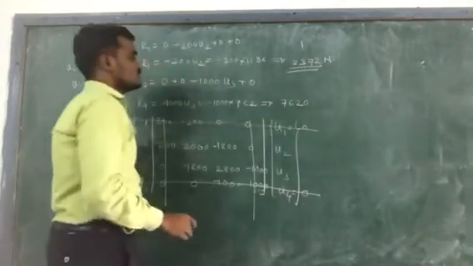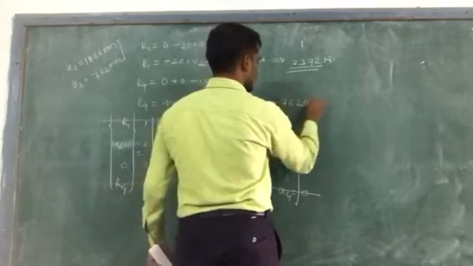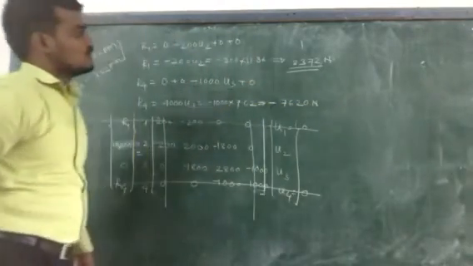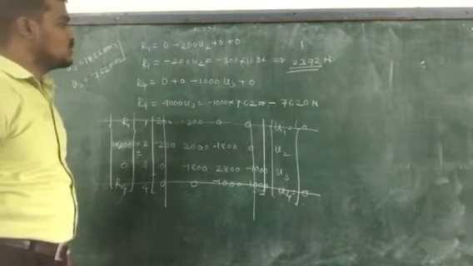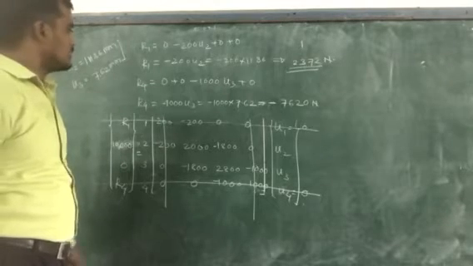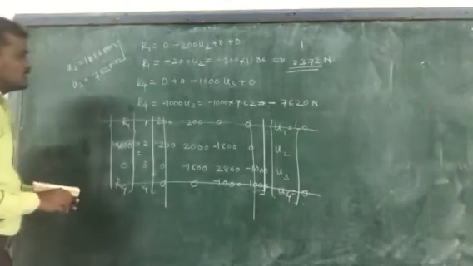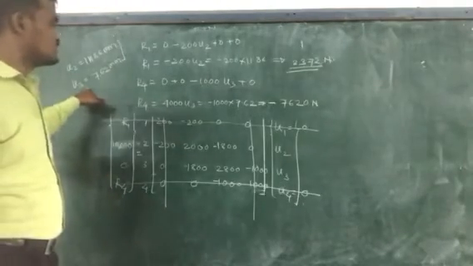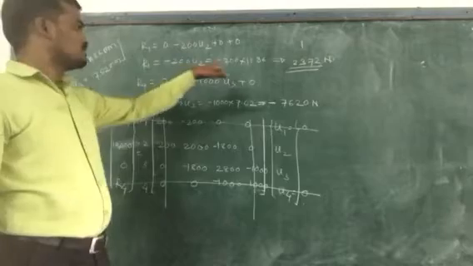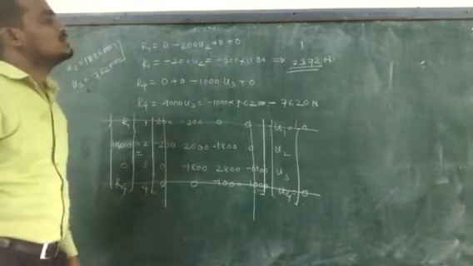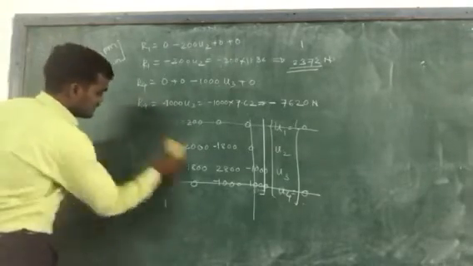So it will become 7620 Newton, with a minus sign. So the first one will become 2372 and the second one will become 7620. In this way you will get R4: 7.62 into 1000 means 7620 Newton, and R1 will become 2372 newtons. So in this way you will get R1 and R4.